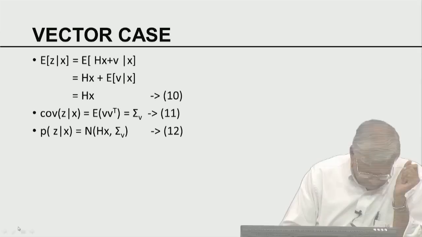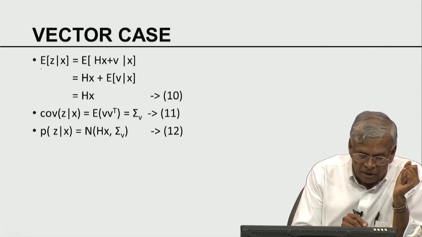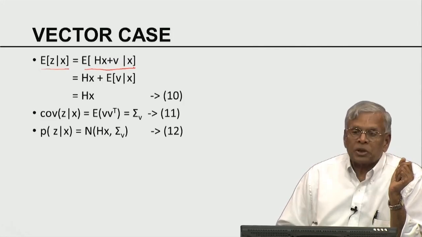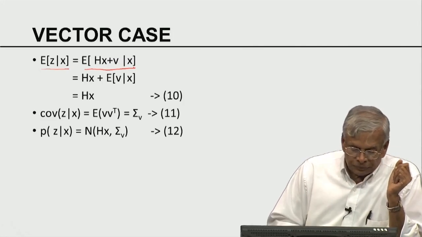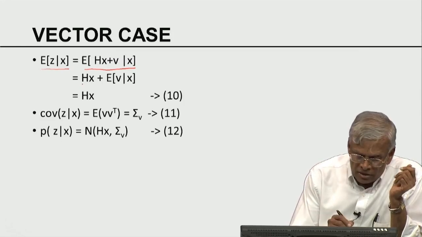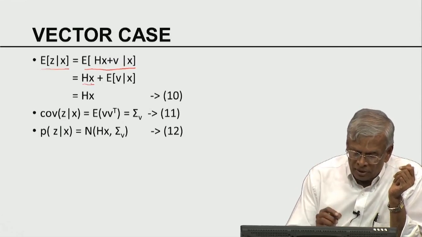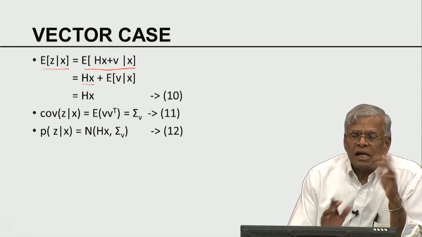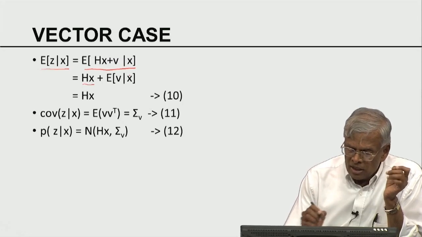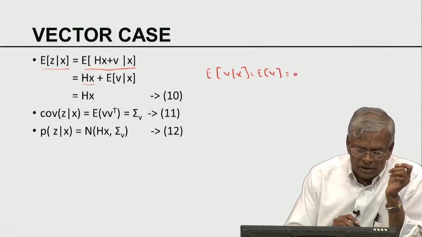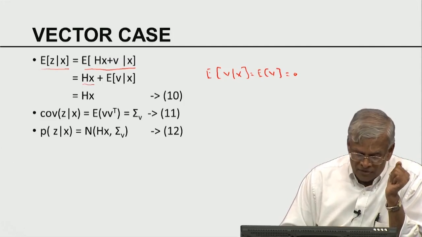The conditional expectation of Z with respect to X is equal to the conditional expectation of h of X plus V given X. Since X is given, h of X is already known. So h of X comes out of the expectation operator. We are left with the conditional expectation of V with respect to X. X and V are uncorrelated. Therefore, E of V given X is equal to E of V, which is equal to 0. Therefore, the conditional expectation of Z with respect to X is h of X.